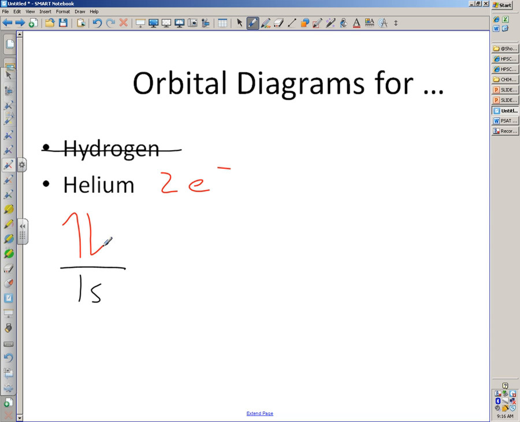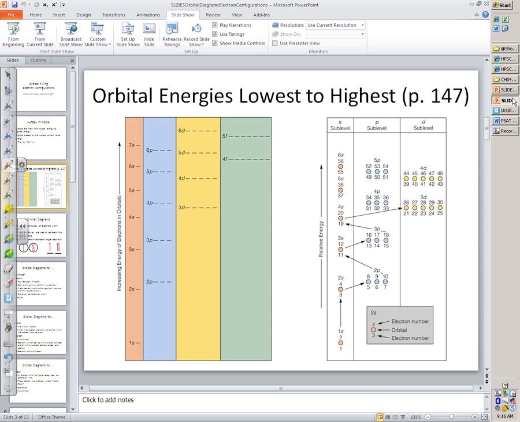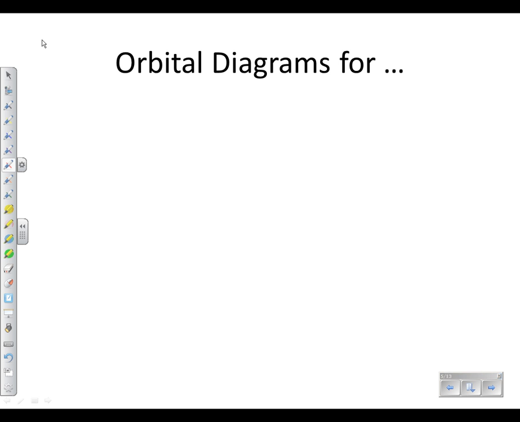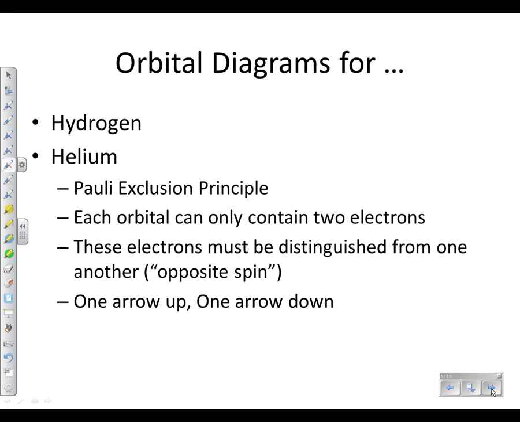This idea of distinguishing that electron from this electron is something that we call the Pauli exclusion principle. The Pauli exclusion principle states that each orbital can only contain 2 electrons, and these electrons have to be distinguished from one another. Remember yesterday at the end of the period we introduced the spin quantum number. That was the last quantum number that we introduced. We said that even though those orbitals may have different parts, we have to distinguish one part from the other. This is how we do it in an orbital diagram. One arrow up, one arrow down.